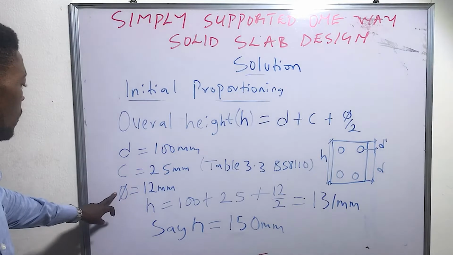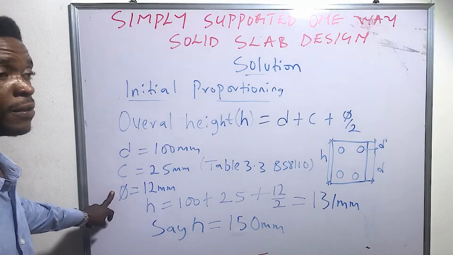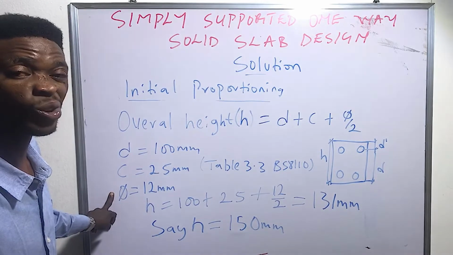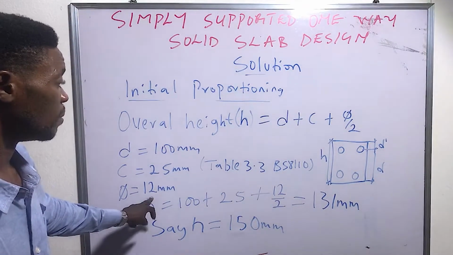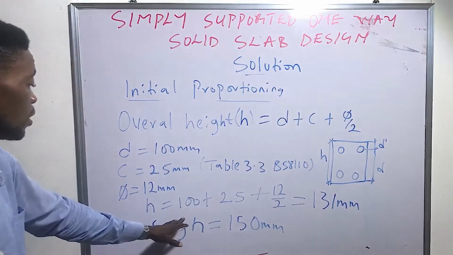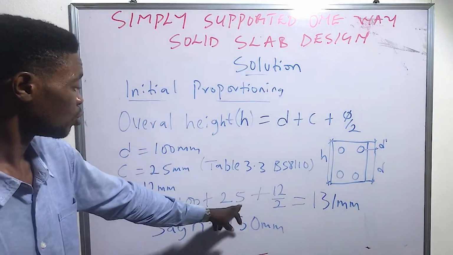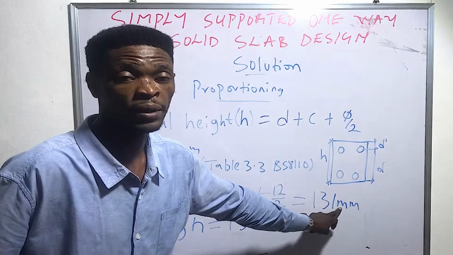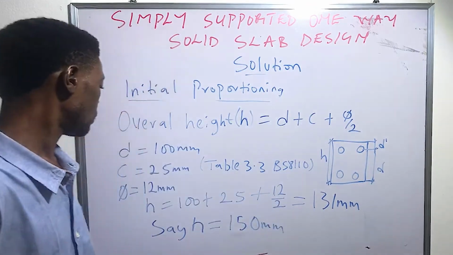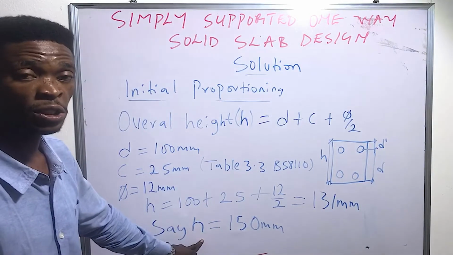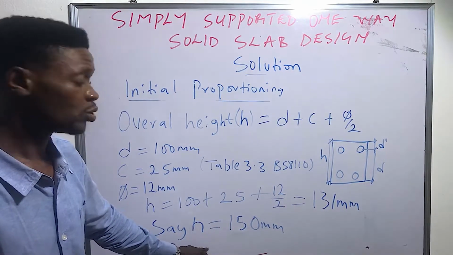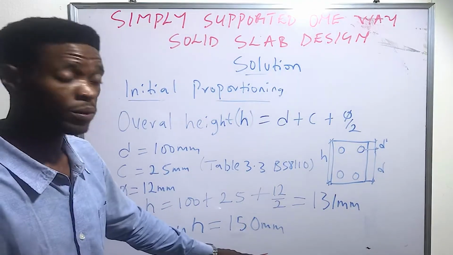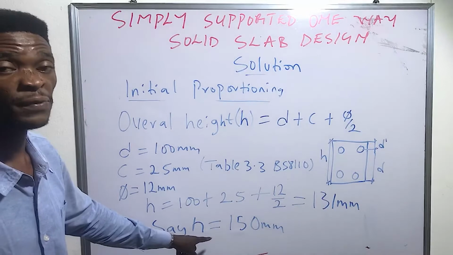Then your reinforcement for a slab, your main reinforcement, you can take it as, it should not go below 12 mm. So we are taking 12 mm as our main reinforcement. That gives us 100 plus 25 plus 12 over 2, which is 131 millimeter. So we can approximate our h, which is our overall height, to 150 millimeter. So from this now, we can now get our final effective depth.